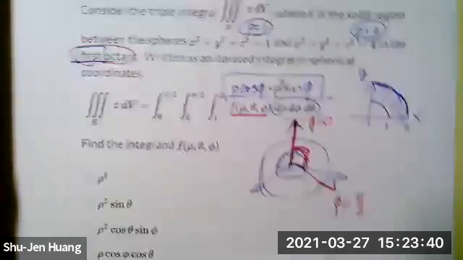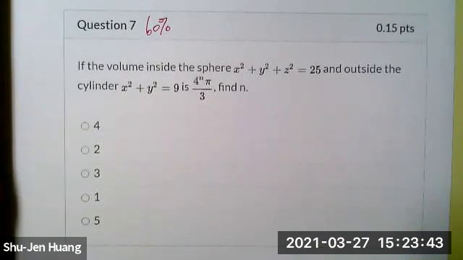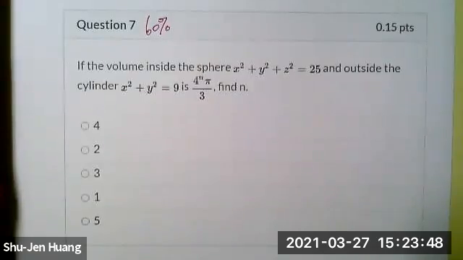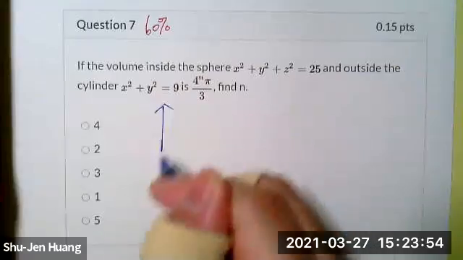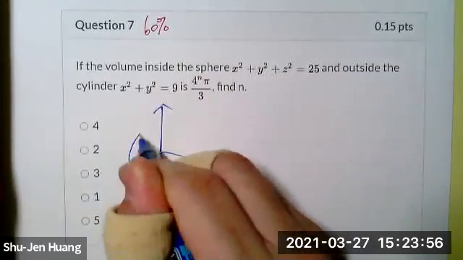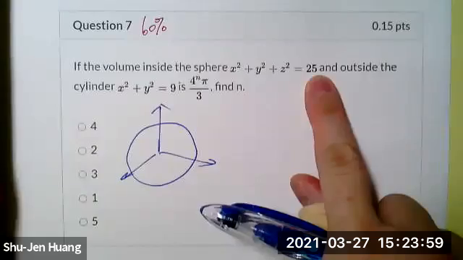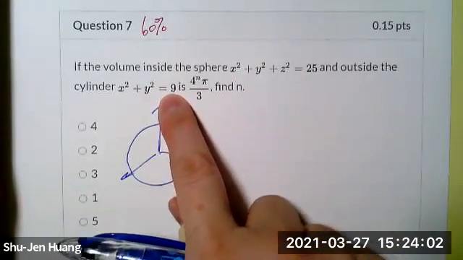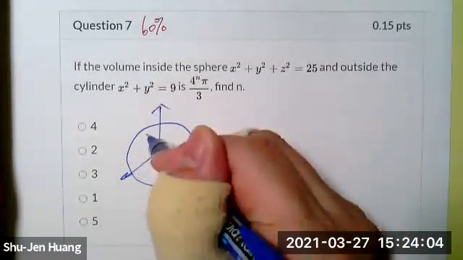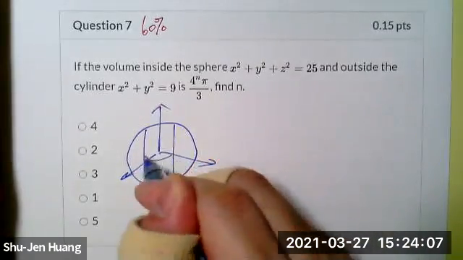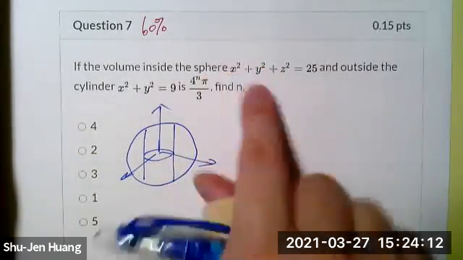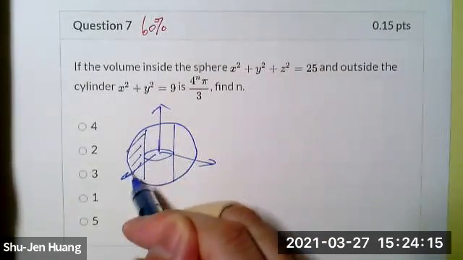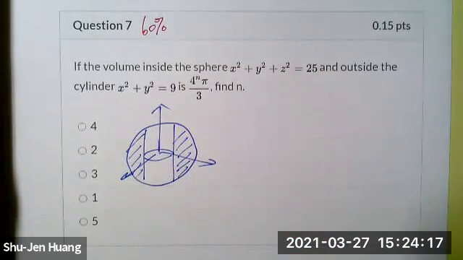And let's look at question 7. In question 7, we want to find the volume inside the sphere, outside the cylinder. So we have a sphere here with radius 5. The cylinder is smaller, radius 3. So we have something like this. This is a cylinder, and we want to find the volume inside the sphere, outside the cylinder. So this is the part we want to find the volume of.